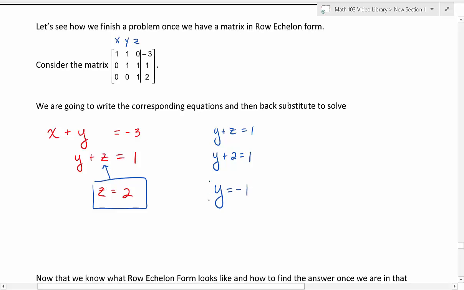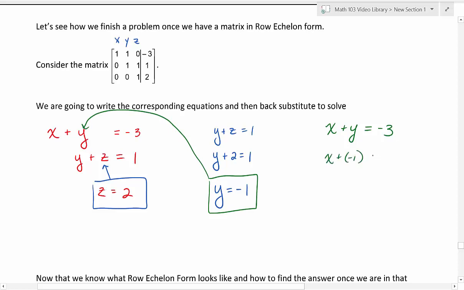Now we've solved for a second variable. The last variable that needs to be solved for is x. It's in the equation x plus y is equal to -3. So this time I'm going to take -1 and I'm going to plug it into that equation for y. We get x plus -1 is equal to -3. So that's x minus 1 equals -3, making x equal to -2.